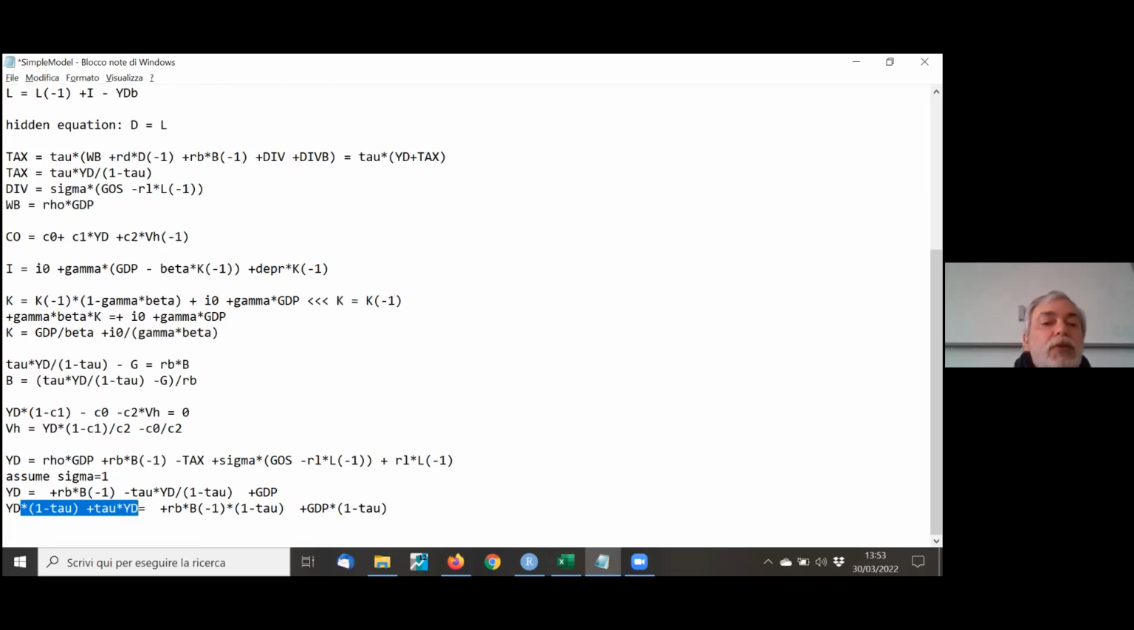So we have the simpler solution for disposable income, which allows us to express the VH not in terms of disposable income, but in terms of GDP, if this is more convenient. And the same for B. B can now be expressed in terms of GDP.